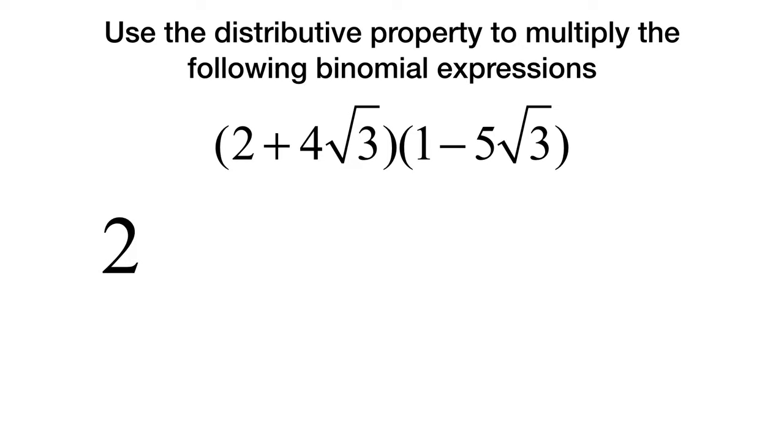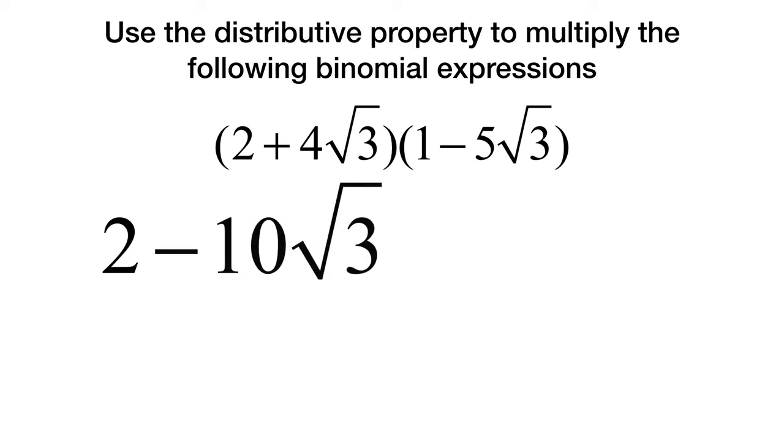Then the O is for outside or outer. 2 times negative 5 square roots of 3. So 2 times negative 5 is negative 10. So minus 10 square roots of 3. Then I for inside or inner. 1 times 4 square roots of 3 is just plus 4 square roots of 3.